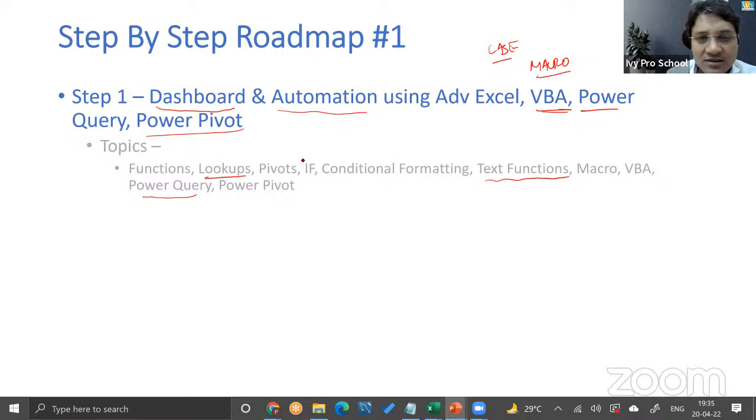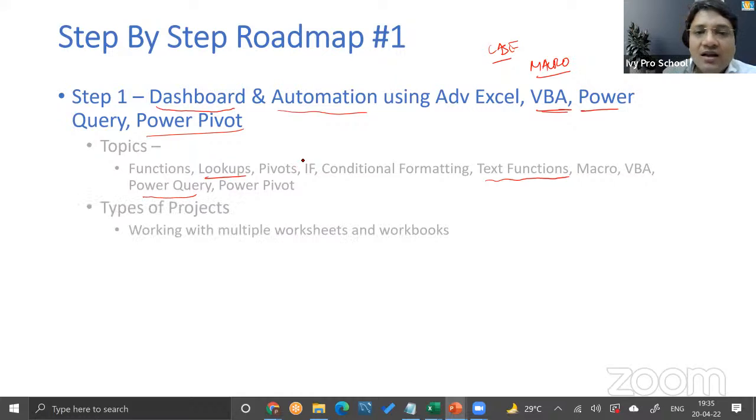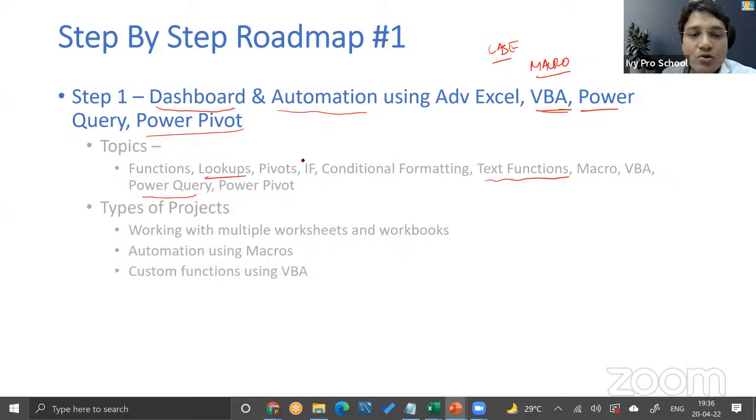So all the advanced things that we normally do in Excel, you should know, and you should also know how to create dashboards, how to do visualizations, how to do automation in Excel. Some of the projects that we recommend is that work with projects which has multiple worksheets and workbooks as well. Work on projects where you are required to do some automation using macros. Work on projects where you design, as I gave an example of custom code to calculate the weight of evidence for your different variables of the model.